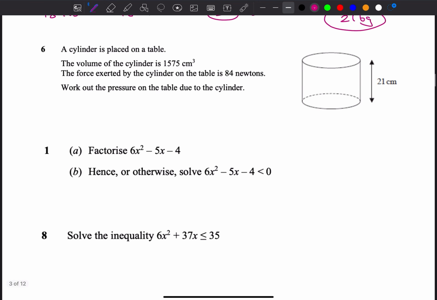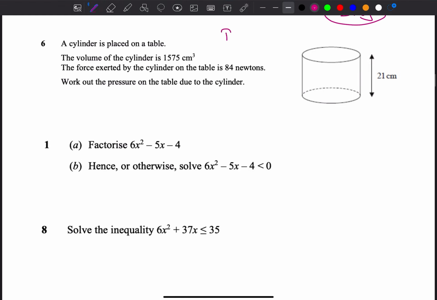Pressure question. You should know the formulas. Pressure equals force divided by area. Volume is cross-sectional area times length. Area normally means the cross-section area. In this case, the cross-section is the base area, the circle. Normally we say length, but in this case it would be the height. You could say length or height, it doesn't really matter, same thing.